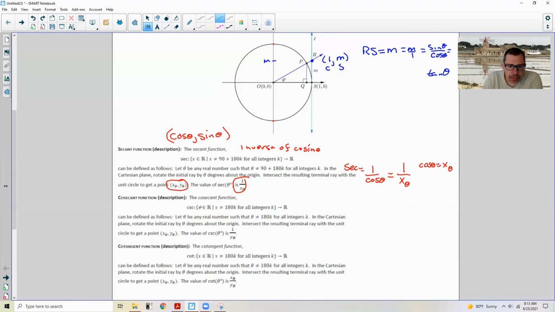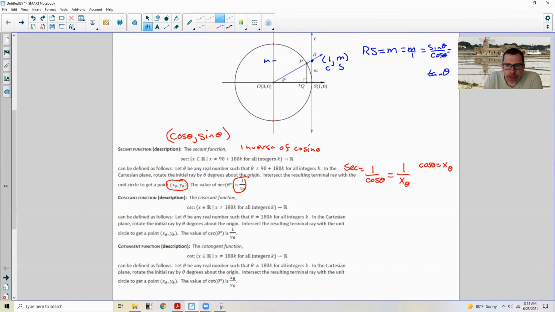Cosecant, CSC for short, says that it is the set of all x in the set of reals such that x cannot equal 180k for all integers k. So there's no 90 plus here. If I make k 0, I'm right here. If I make k 1, 180 is right here. If I make k 2, I'm at 360 here. If I make k 3, I'm at 360 plus 180, 540, which is here. So I'm just bouncing back and forth.